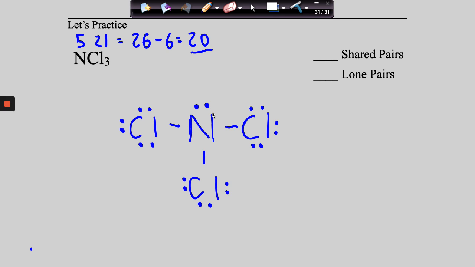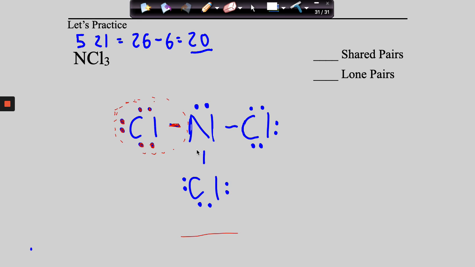So now what we need to do is check the octet rule and make sure that everybody's happy. So I'm going to draw for you what I'm looking at because you don't need to draw this, just visualize. So we're going to start with the chlorine that's on the left. That chlorine has got 8 electrons around it. We've got 1, 2, 3, 4, 5, 6, and then that line represents 2 for a total of 8. So guys, that chlorine has got 8 electrons. It fulfills the octet rule.